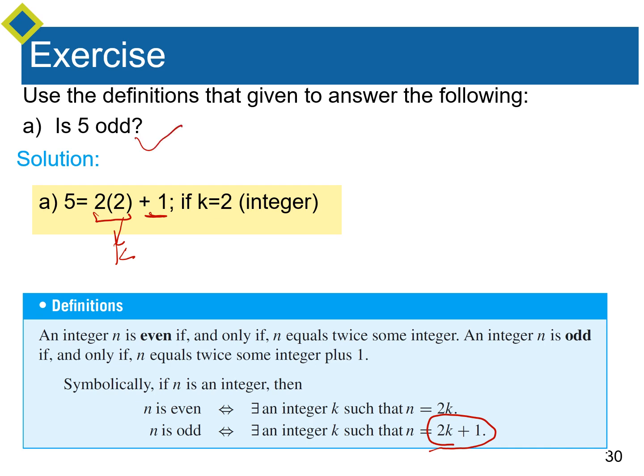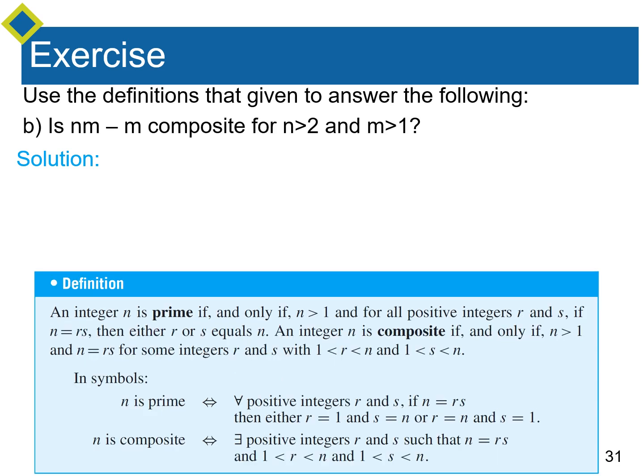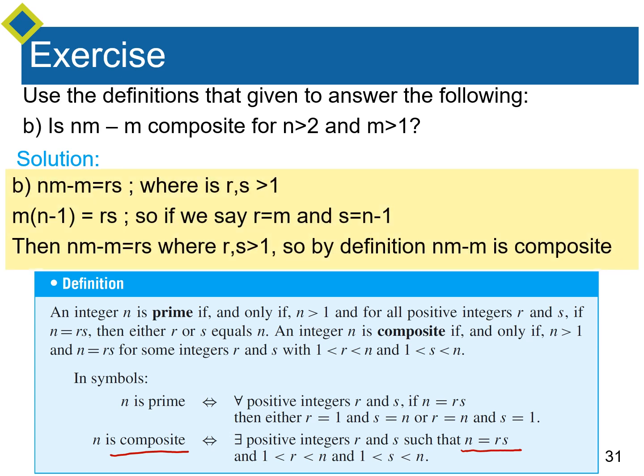So, yes. Is nm minus m composite? Okay, composite, we use this one. We use n equal to rs, n greater than 2 and m greater than 1. So nm minus m equal to rs, because n equal to rs, where r and s are greater than 1.